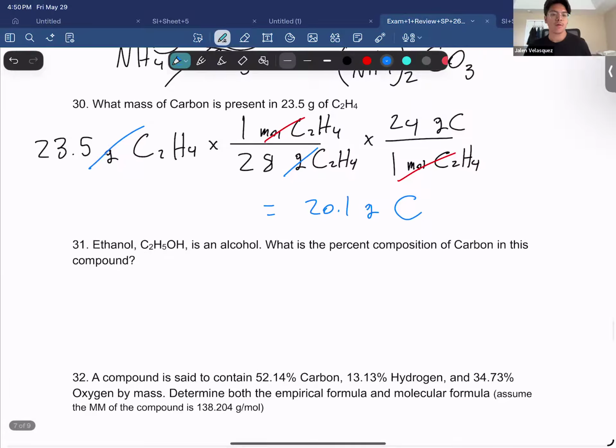Okay, now number 31 says ethanol, which is C2H5OH, is an alcohol. What is the percent composition of carbon in this compound? Ethanol is the alcohol in the drinks that we have, like beer, wine, all that good stuff. So I want to figure out the percent composition of carbon in ethanol. Does anybody remember from the lecture how to calculate percent composition? What the formula is for that?